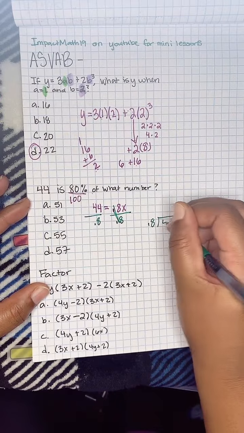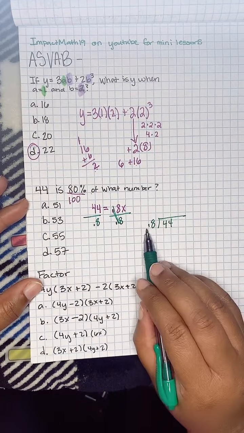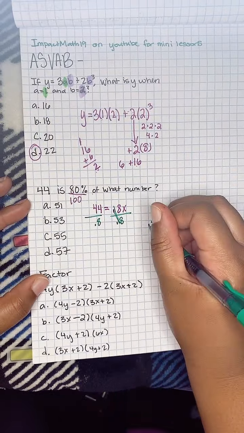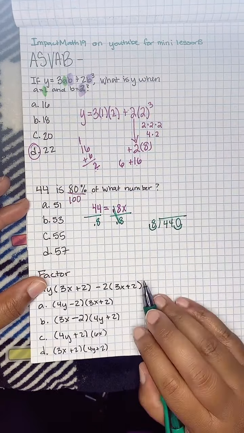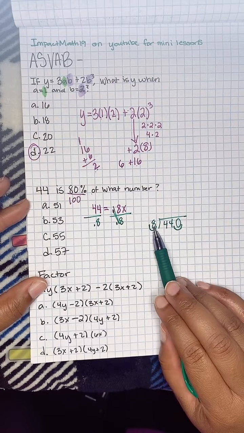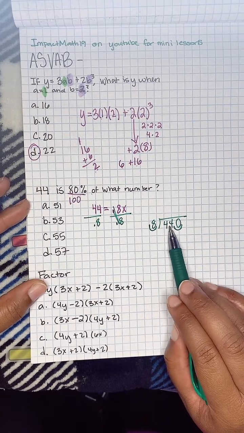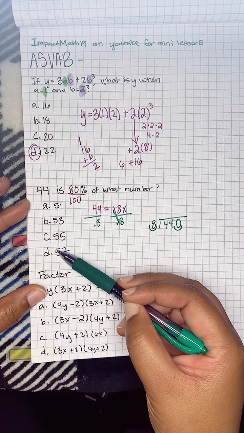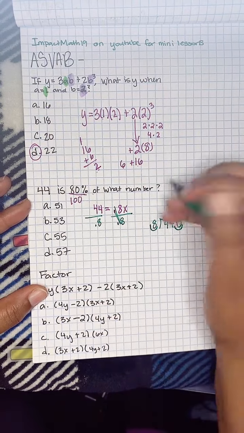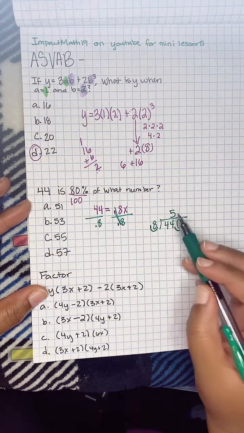0.8 divided into 4.4, okay? Now remember, you can't really divide by a decimal. So you have to move it over 1, and then you're going to move this over 1. So you're going to add a 0. So you're asking yourself, how many 8s can go into 44? Well, you don't have to guess. It tells you right here. It's 5. So I'm going to put a 5 right here.